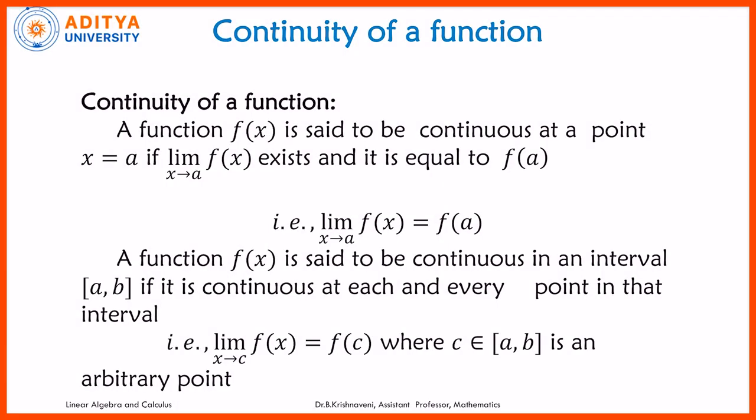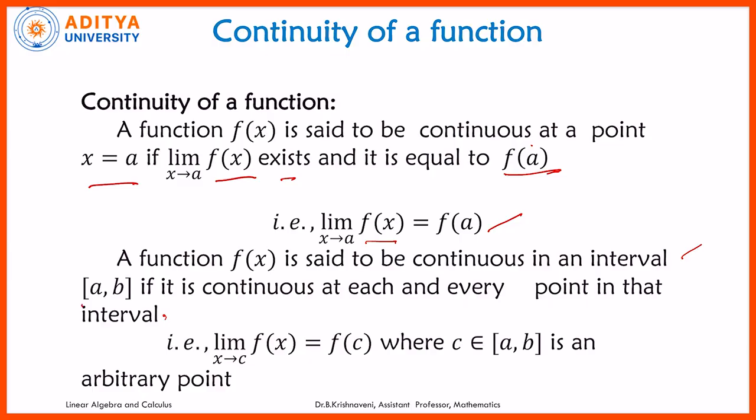For that, first we need the continuity of a function. Continuity of a function is defined as follows: a function f of x is said to be continuous at a point x is equal to a if limit x tends to a f of x exists and is equal to f of a. That is, limit x tends to a f of x is equal to f of a, then we say that the function is continuous at x is equal to a. When a function is continuous at each and every point in an interval, we say that it is continuous in that interval.